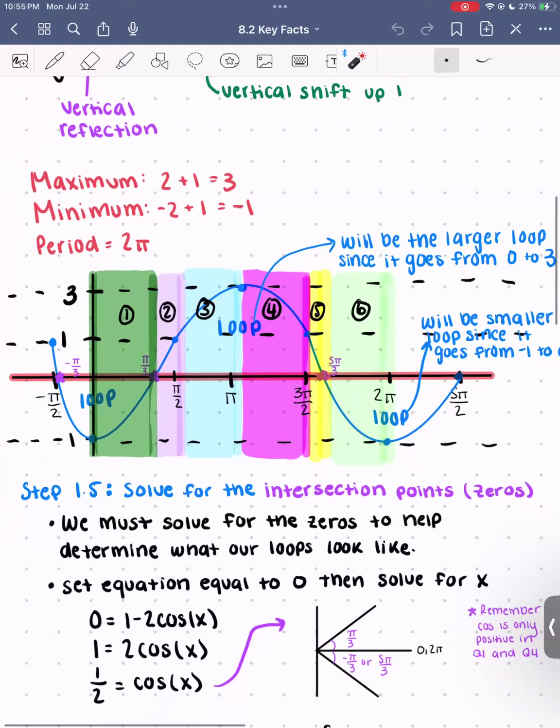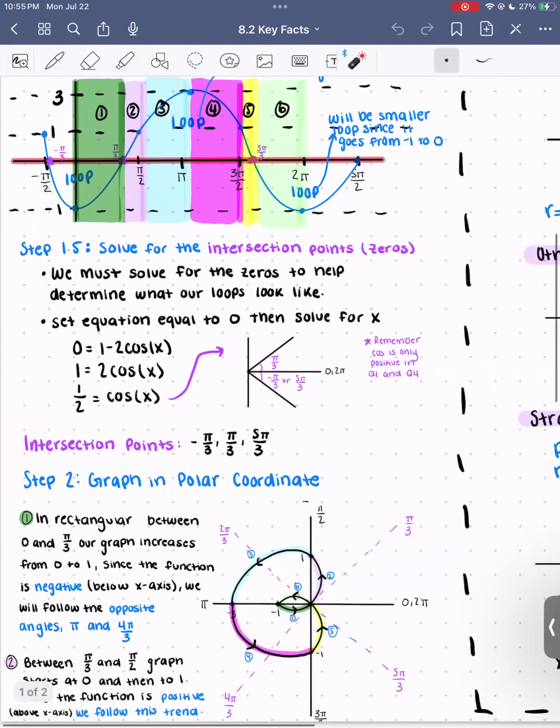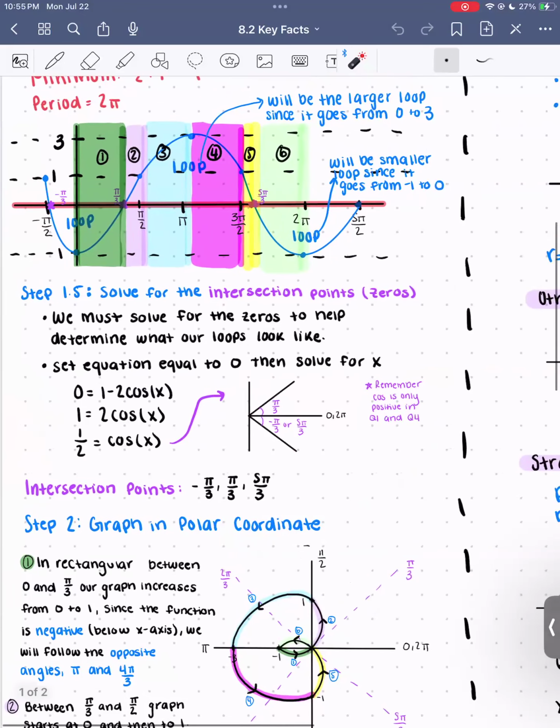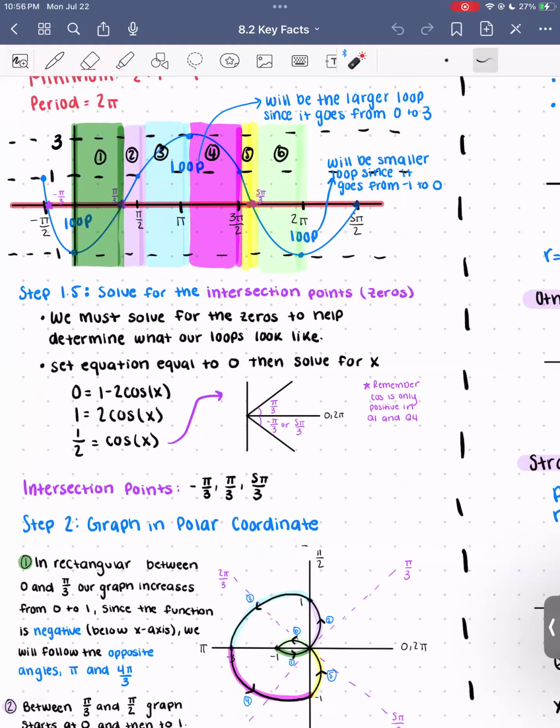So let's put this all into perspective. And I'll try and keep this on here, showing this graph on the bottom so that you can see. So step number 1. All right, so we have 1 here. So this is happening between 0 and pi over 3, and our graph is increasing. It's going from -1 to 0, but it's increasing.